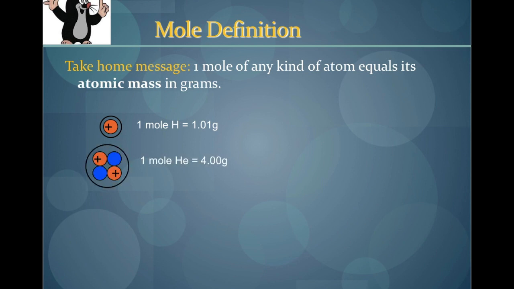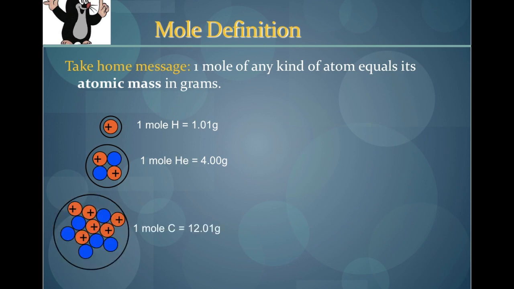If we have 1 mole of helium, it has a mass of 4 grams because there are 4 particles in its nucleus, 2 protons and 2 neutrons. For carbon, there are 12 subatomic particles in the nucleus, 6 protons and 6 neutrons, so it has a mass of 12.01. Again, this is slightly larger than 12 because we do have some carbon-13 and carbon-14, but it's about 12 grams. In each case, though, we have 6.02 times 10 to the 23rd atoms.